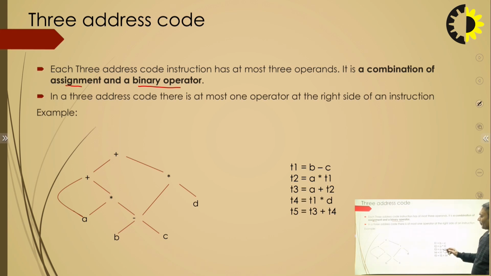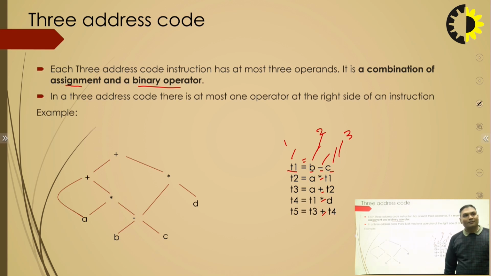For example, here in this code, we can see P1 equals B minus C. You can see that there is a binary operator, minus, on the right hand side. Similarly, star, plus. So there are 2 operands, one operator and the equal to sign, and maximum there are 3 operands: 1, 2 and 3. So maximum there can be 3 operands, 1 assignment operator and 1 binary operator.